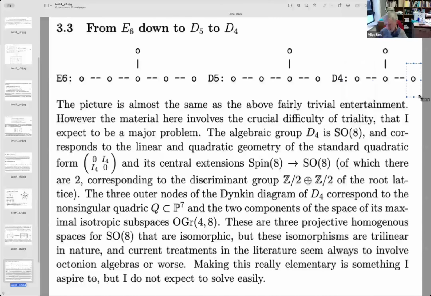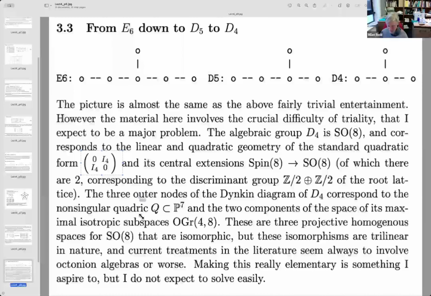And if I look at 4-dimensional isotropic subspaces of an 8-space, that means the 4 vectors spanning it are length 0 according to this indefinite quadratic form and orthogonal to each other, then I get 2 components. So these are the 2 spinor components.